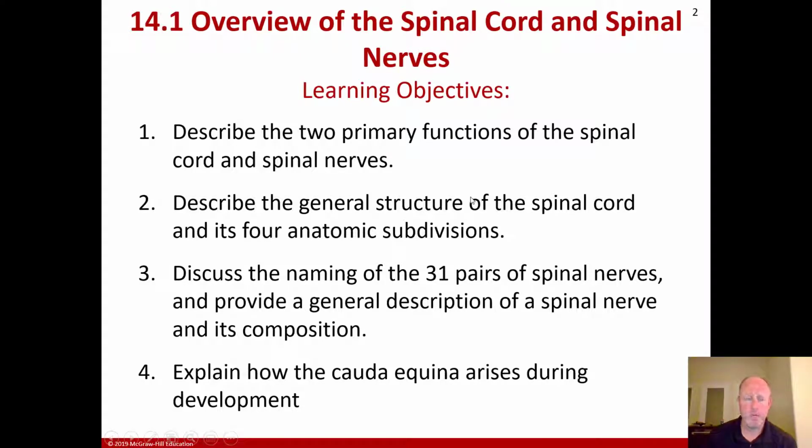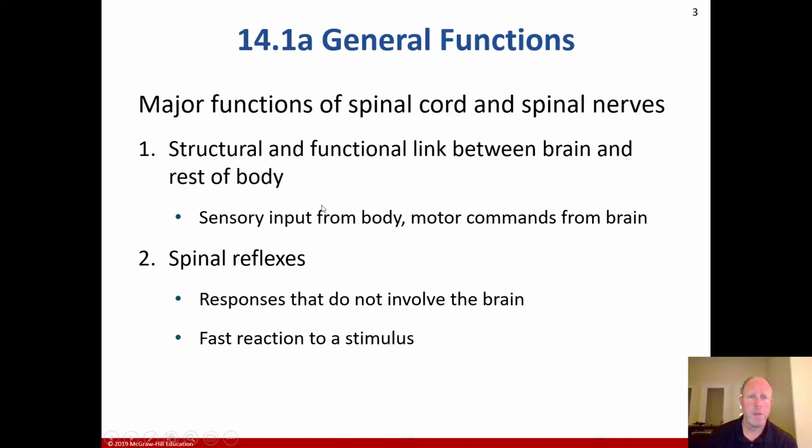The objectives you should be able to answer after going through this section are to be able to describe the two primary functions of the spinal cord and the spinal nerves, describe the general structure of the spinal cord and its four anatomic subdivisions, discuss the naming of the 31 pairs of spinal nerves, and provide a general description of a spinal nerve and its composition, explain how the cauda equina arises during development, and general functions, starting with that.